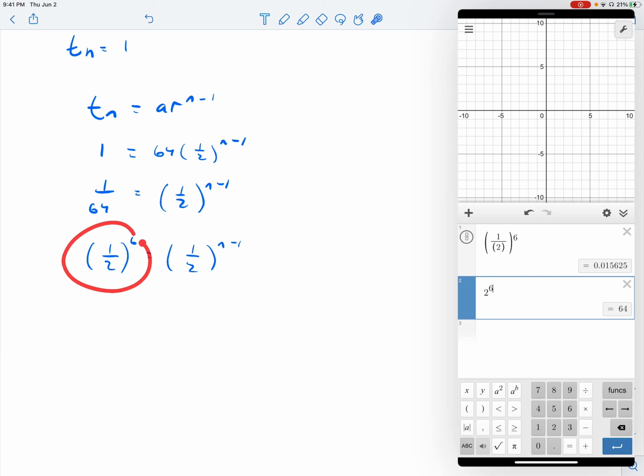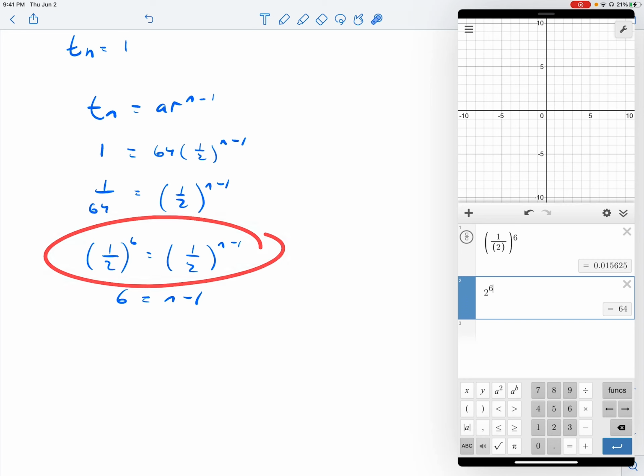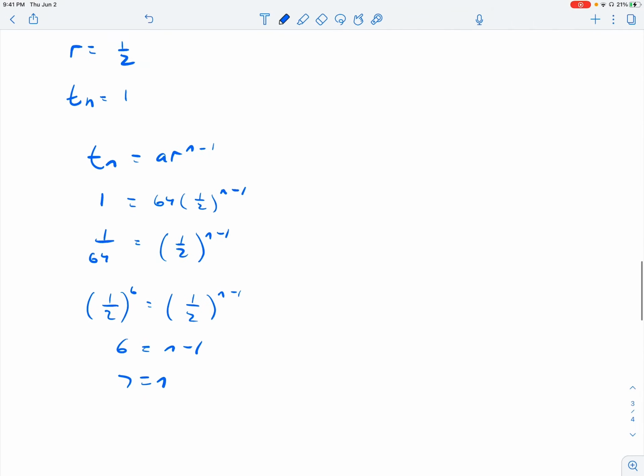So we know that these are equivalent. We got two powers that are equal. The base is the same, so the exponents must be equal. So 6 equals n minus 1. What you can do from here is just drop the base on the powers and then just write out the exponents. So add 1 to both sides. We get n equals 7.